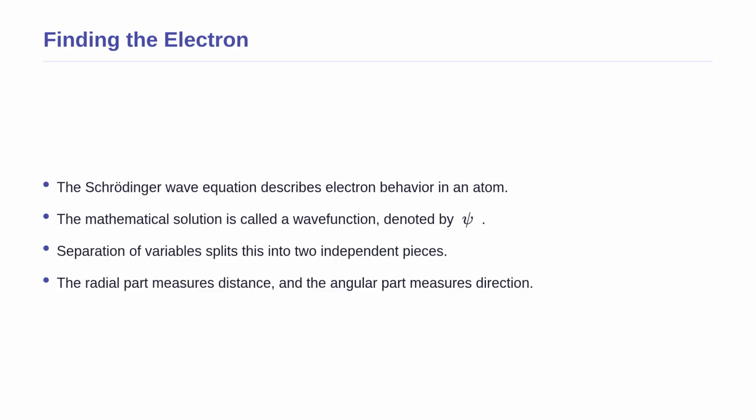Now that we have our concert hall analogy, let us look at the actual physics. In quantum mechanics, an electron's behavior is described by the Schrödinger wave equation. When we solve this, we get a wave function, represented by the Greek letter psi. Because three-dimensional space is incredibly complex, scientists use a clever mathematical trick called separation of variables. This splits the total wave function into two independent, easier-to-understand pieces.